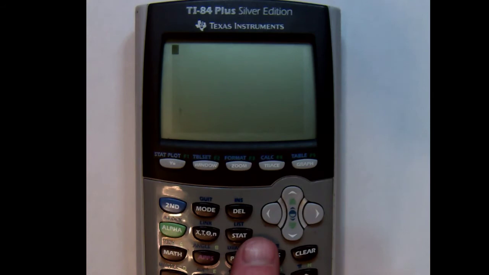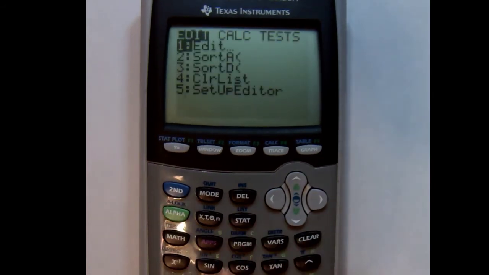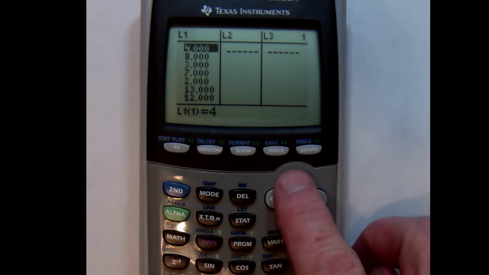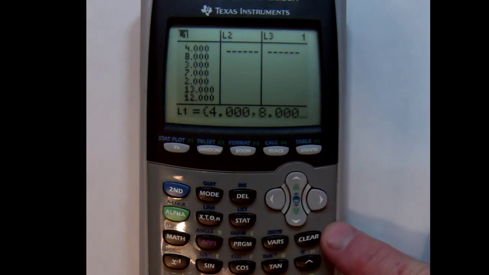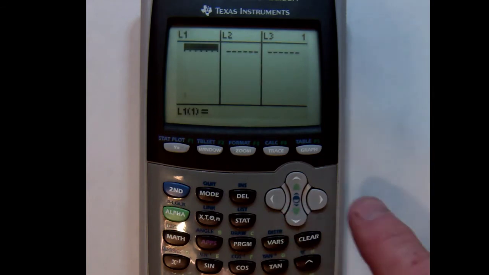So the first thing to do is enter the data. So go right here to Stat, and then Edit. So just hit Enter or number 1. And I happen to have some numbers left over from some other projects, so I'm going to clear those out. What you do to clear numbers out is go to the top of the list and use this button right here, Clear. Then when you move down, it's cleared out.